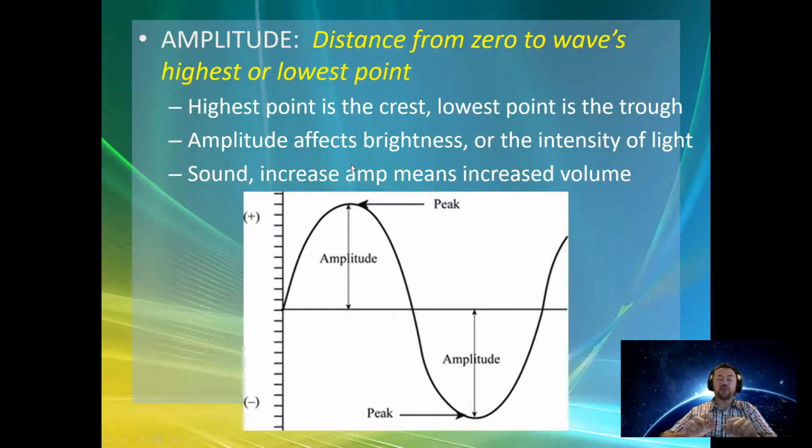So amplitude does not, as review, affect the type of light, whether it's red, green, blue, ultraviolet, or gamma rays or radio waves, which are all types of light again. It simply affects how intense that light is, not type.